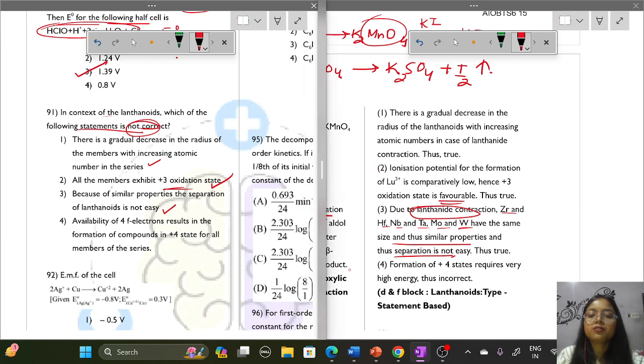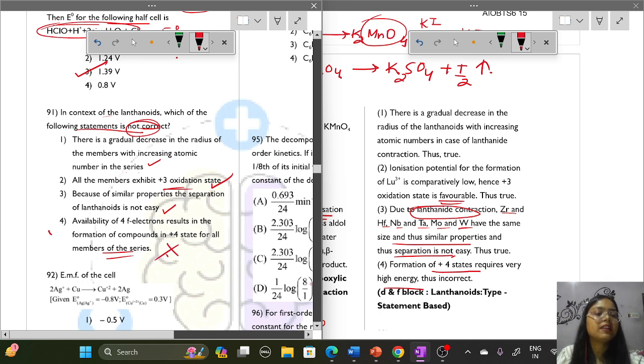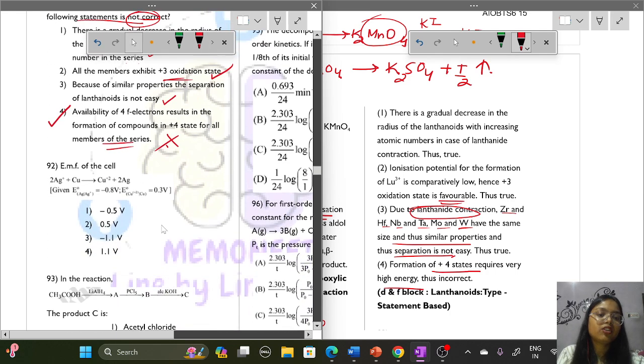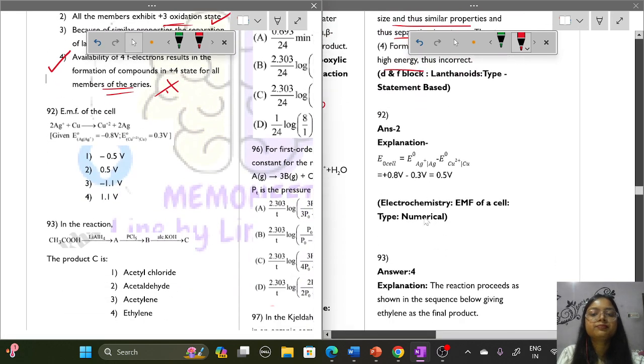And option number 4, formation of +4 states requires very high energy. So here it is given that availability of 4f electrons will result in the formation of +4 oxidation state for all members. So this is not possible. Very high energy is required. So therefore option number 4 is the incorrect option. Okay.